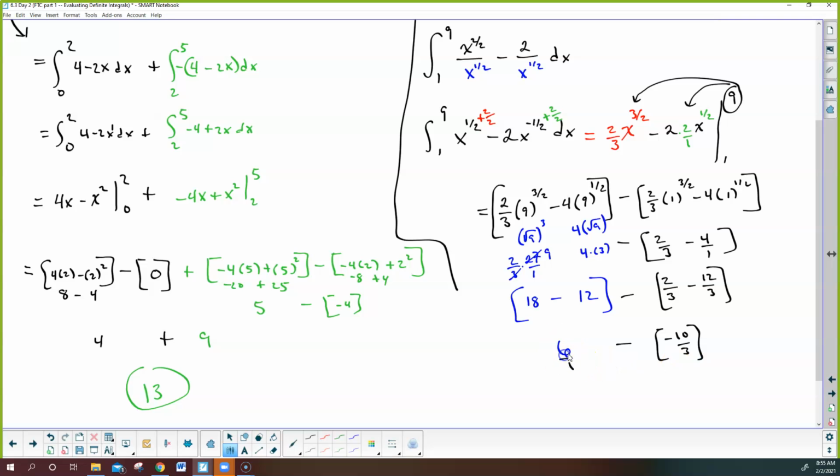And then all I'm going to do is change this to an 18 over 3. And we have subtraction of a negative, so that's going to be a positive. And my final answer is 28/3.